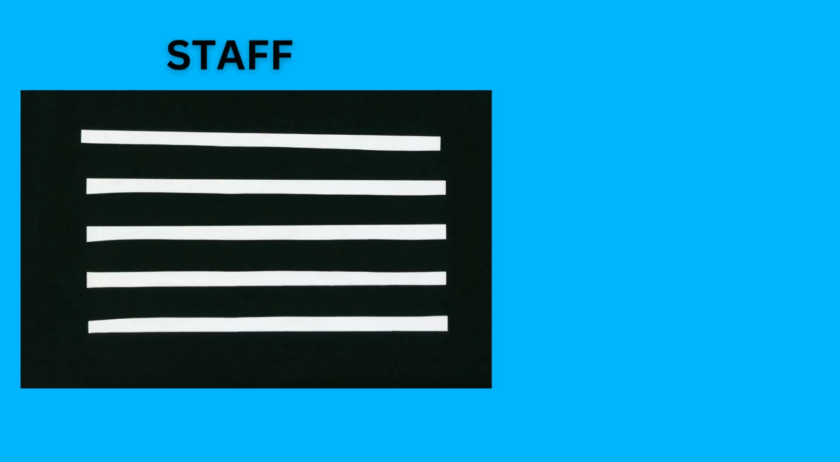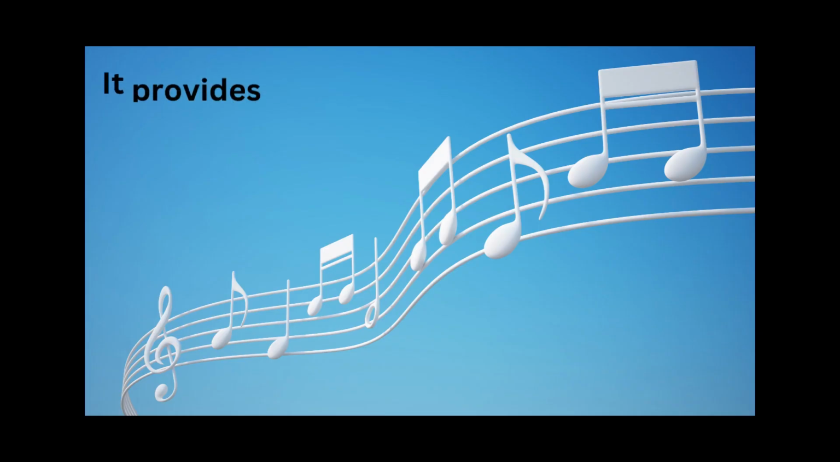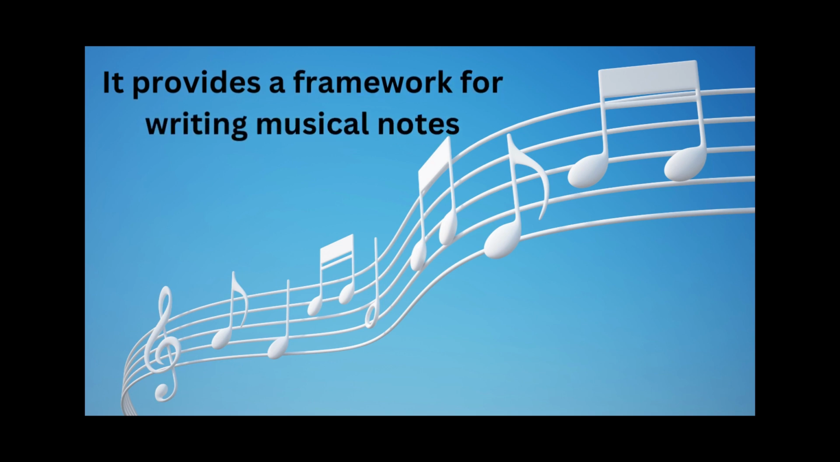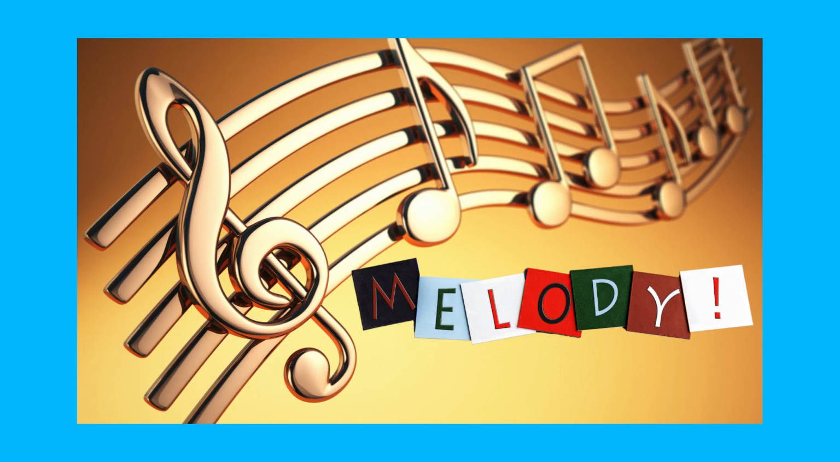The staff is a set of 5 horizontal lines and 4 spaces. It provides a framework for writing musical notes. Each line and space represents a different pitch, allowing us to create melodies and harmonies.